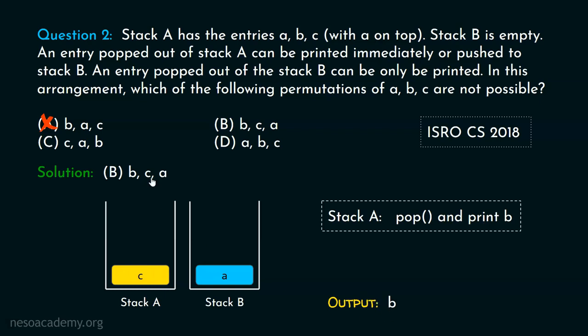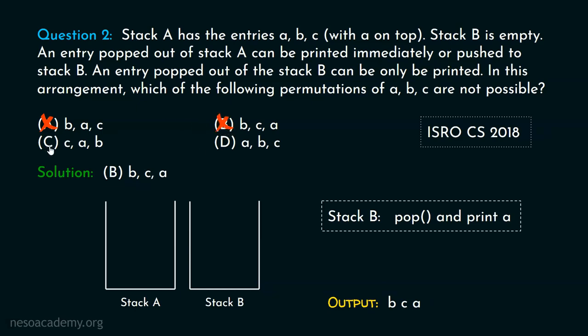Now after this we need C. We can take the C from stack A. It is simple. Here we have to call the pop function and obviously we have to print C. Simple. And then after this, from stack B, we can call the pop function and print this element on the screen. This sequence is also possible. Hence, this option is also not correct, right?